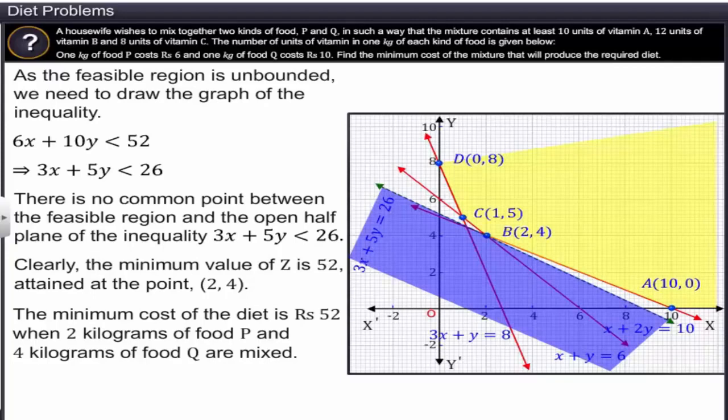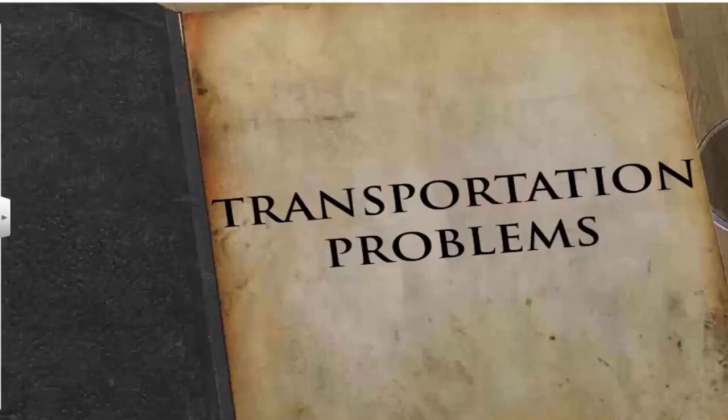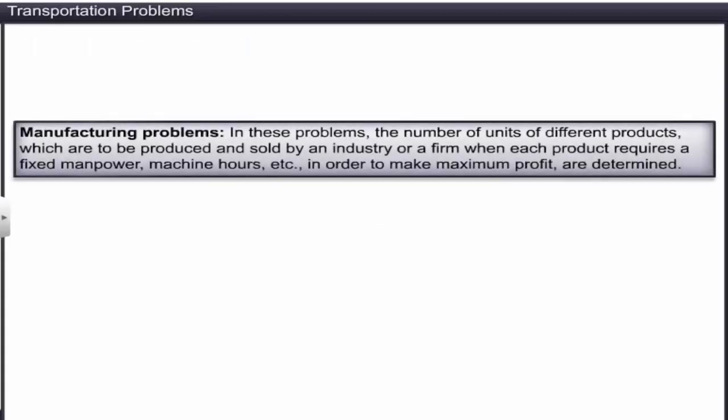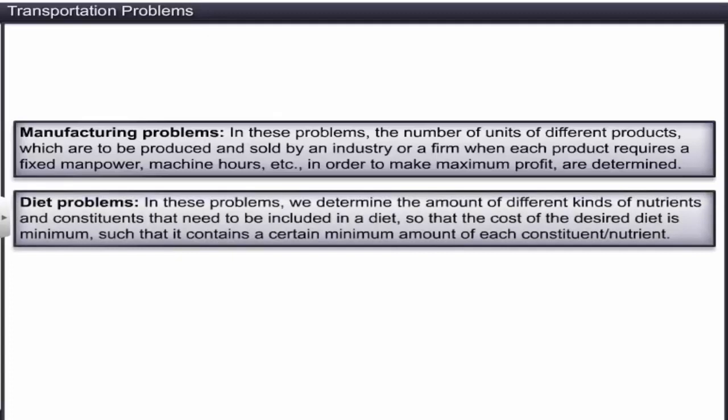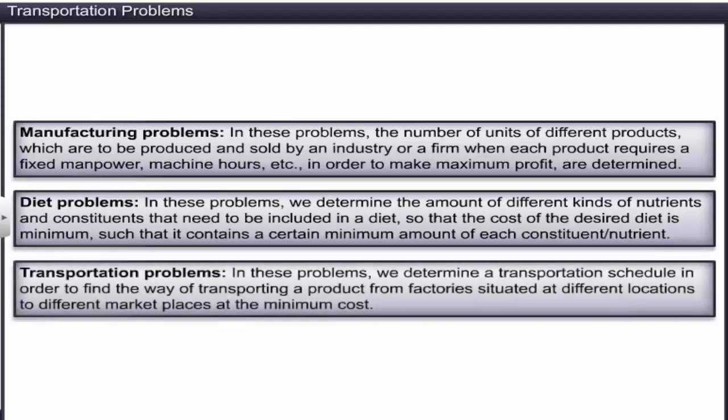In this module, you will learn to solve transportation problems using linear programming. In the previous modules, we learned to solve manufacturing problems and diet problems of linear programming. Let us now learn one more type of linear programming problems called transportation problems. In these problems, the transportation schedule is determined in order to find a way of transporting a product from factories situated at different locations to different marketplaces at the minimum cost.